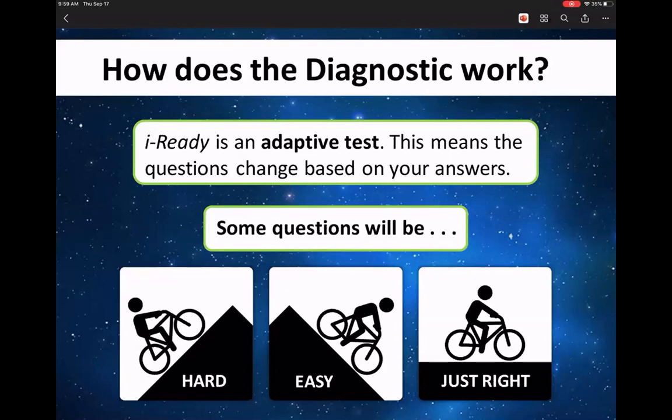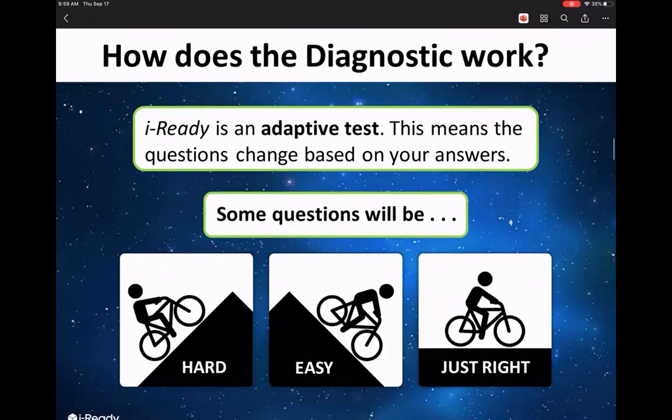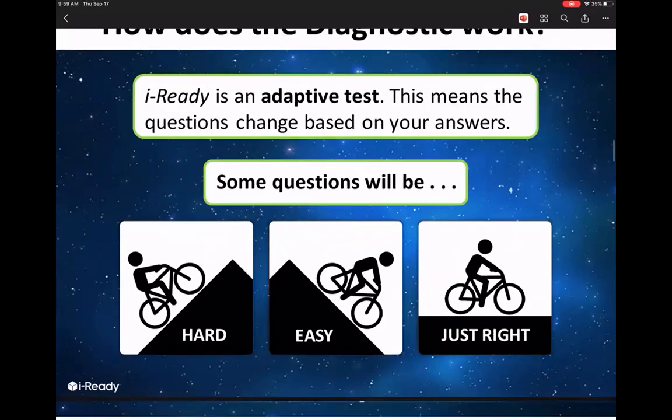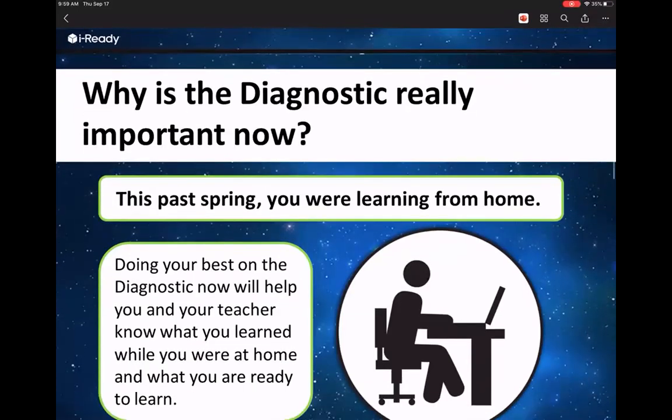Really easy. And then there's going to be things that you should have learned last year, okay? I don't know what you guys should have learned last year. Probably decimals, right? So something about that.